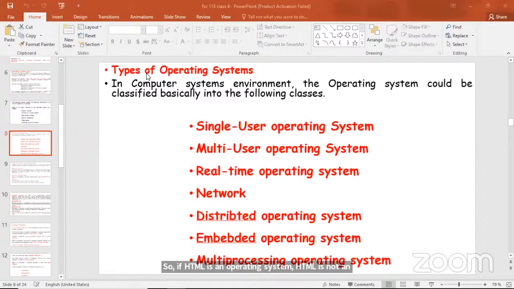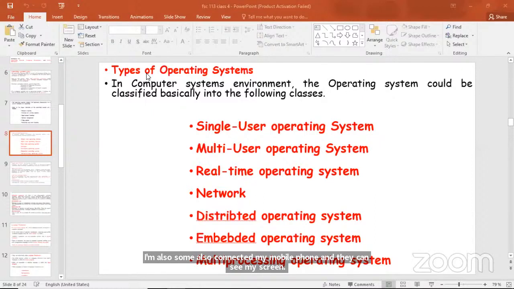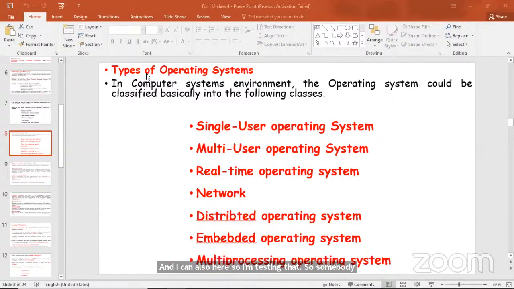Please, I can't see anything. But I'm also connected with my mobile phone and I can see on my screen and I can also hear. So I'm testing that. So somebody said I can hear. What do I do? Please check where you are.